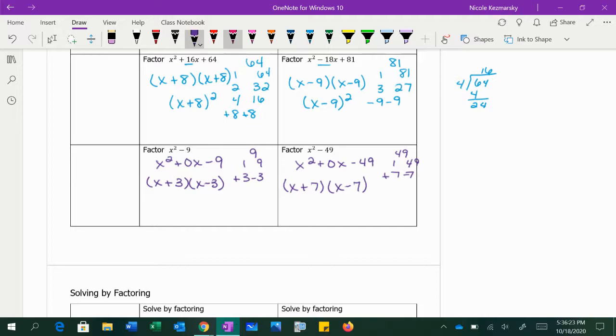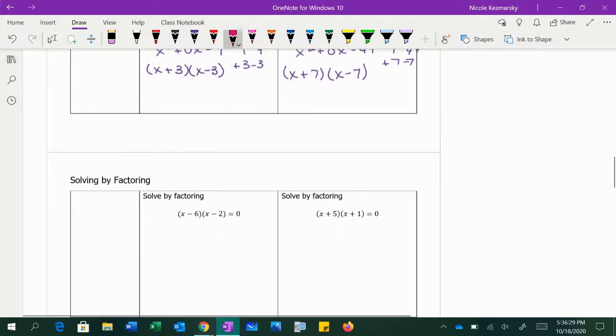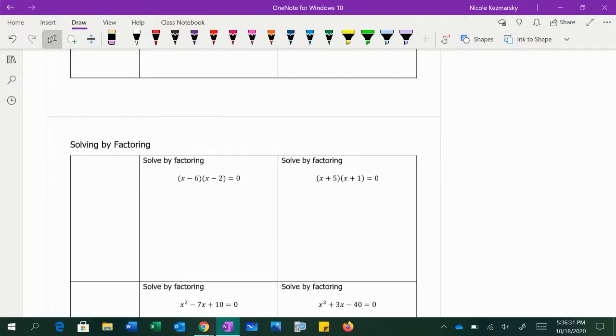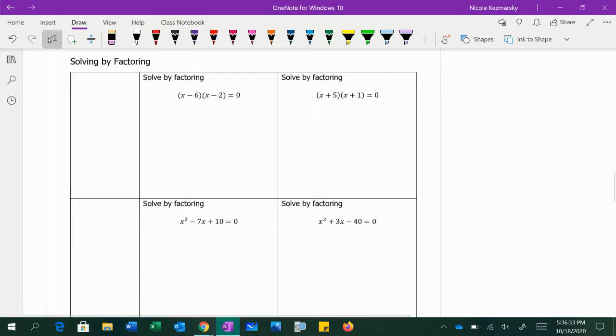So what we're leading up to with all of this, because this is the unit on solving, is we can solve by factoring. So on this next page, we're going to be taking our factor pairs and we're going to be solving by factoring. To solve by factoring, once you have your quadratic in two parentheses in intercept form, you're going to take each set of parentheses and set it equal to 0 separately.